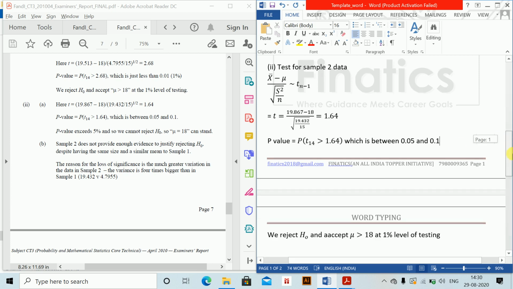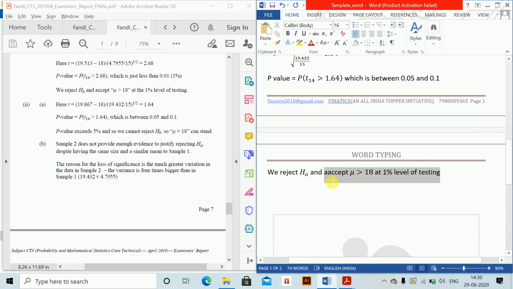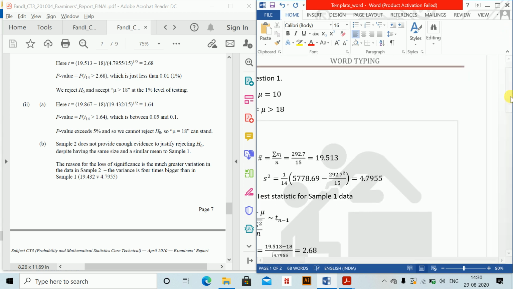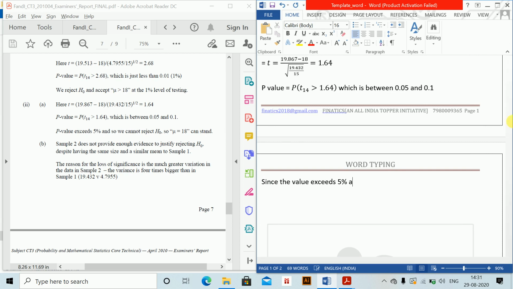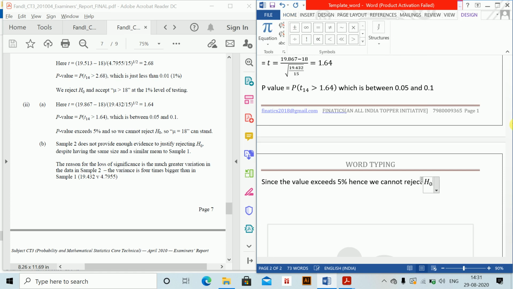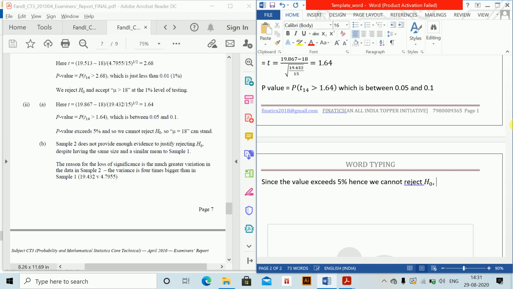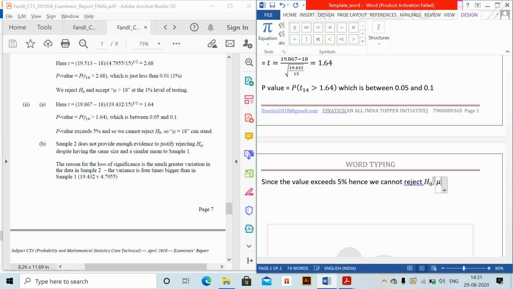So since the value exceeds 5%, hence we cannot reject H0. So mu is equal to 18.